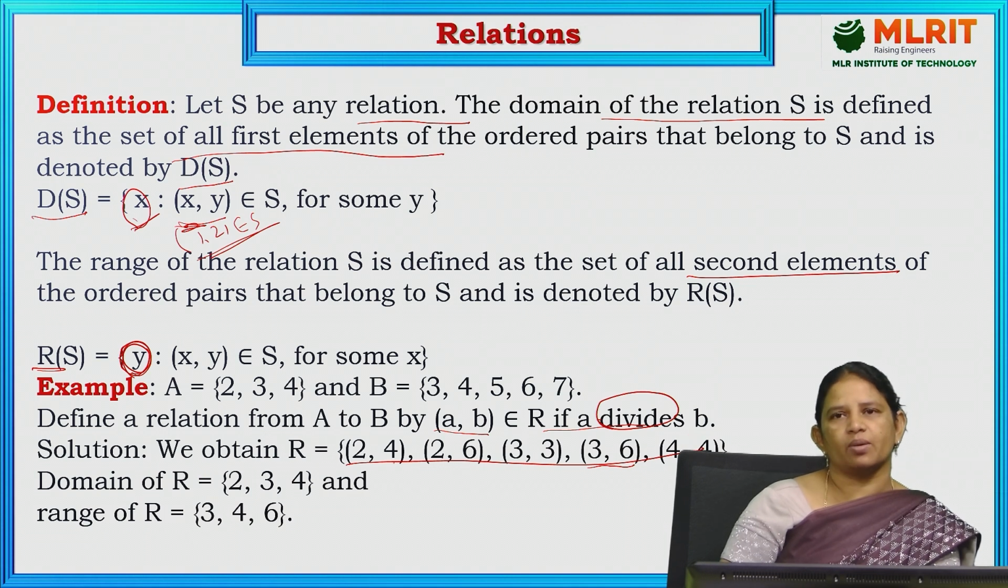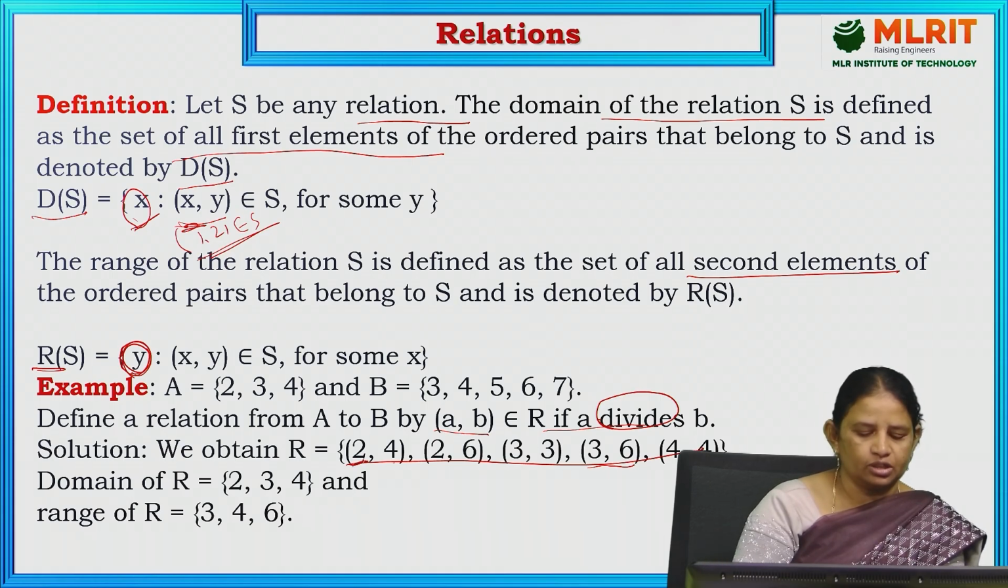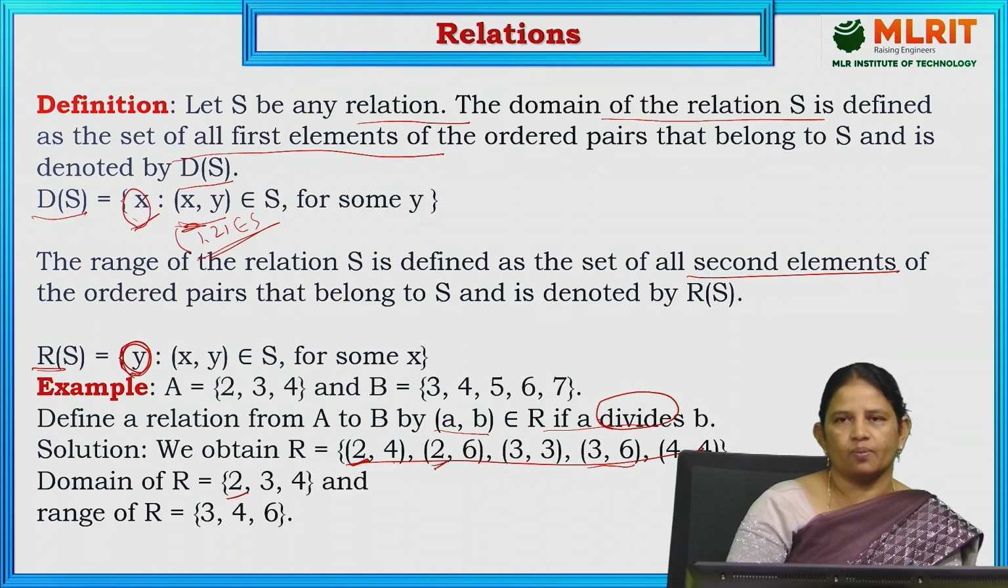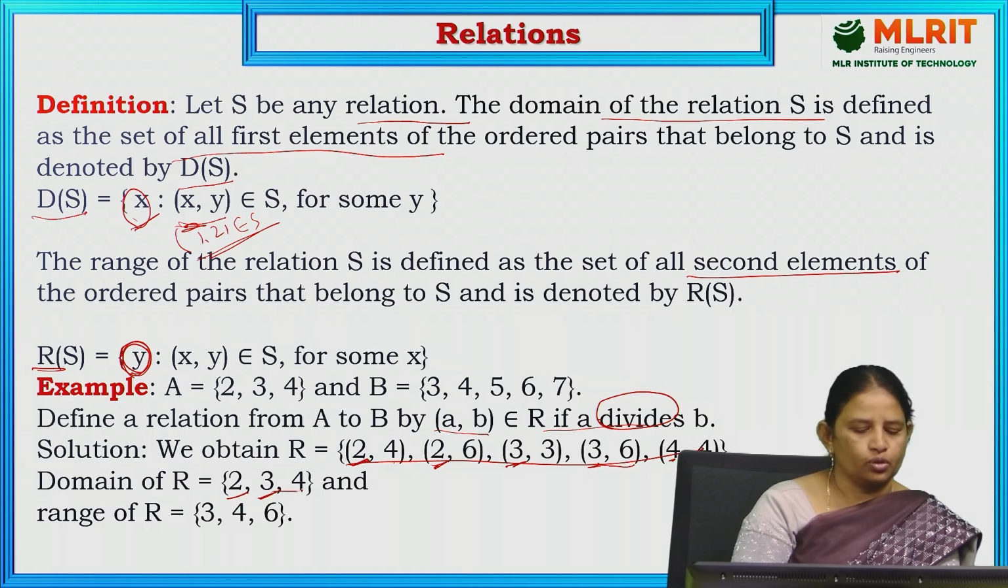Then what is meant by domain? The first element in the ordered pairs is the domain. What is the first element? 2. In the next ordered pair, the first element is 2 only, already written, no need to write it again. Next, 3 is in the domain. Again 3, no need to write. Again 4. So the domain is {2, 3, 4}.